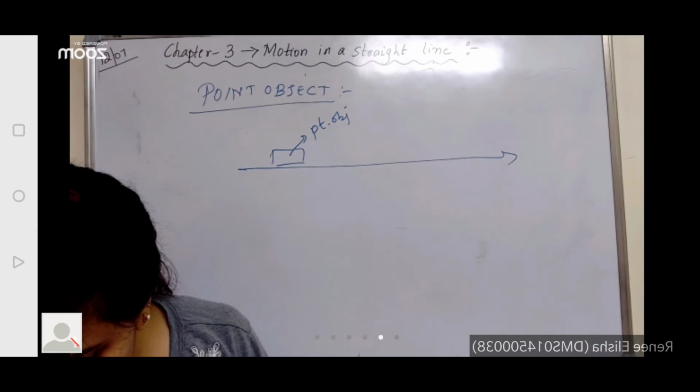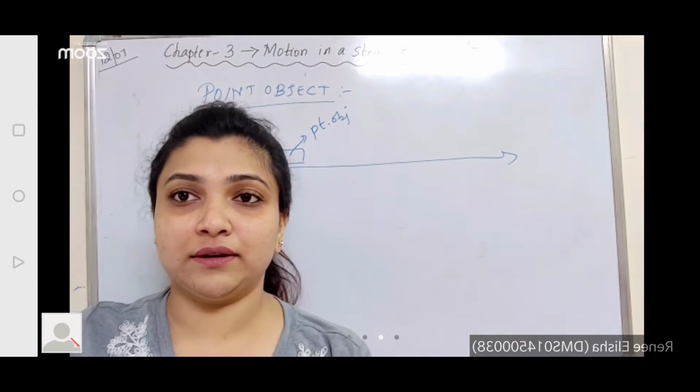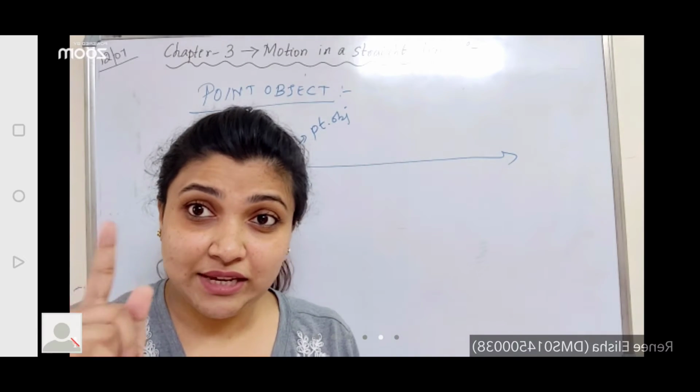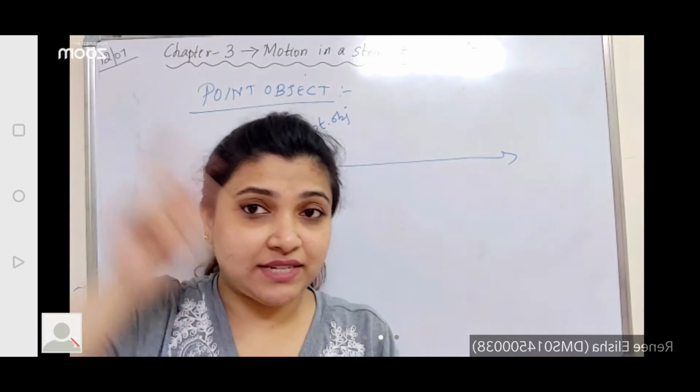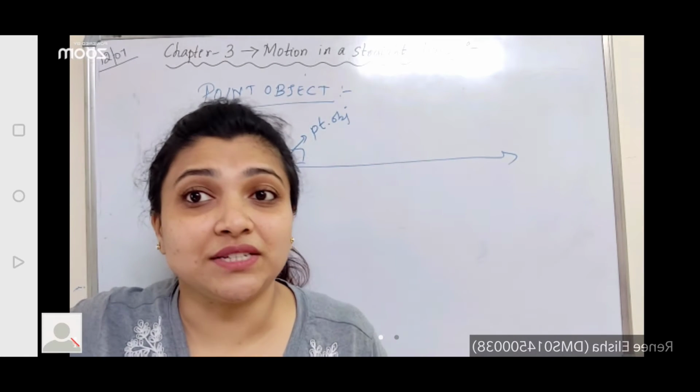Now, the next example is a spinning cricket ball that turns sharply on hitting the ground. It hits the ground. That's all they told. See, a spinning cricket ball just hits. Can that be a point object? With respect to what distance?